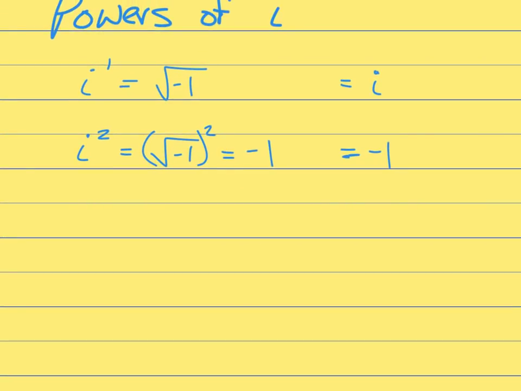If I were to take it to the third power, let's try it and see what happens. If I were to take i to the third power, well, that's the same thing as i squared, which we just did, and then times another i, right? And so really what you have is this i squared, that's negative 1. So it's negative 1 times i, which is going to give us a negative i. So the third power would be a negative i.